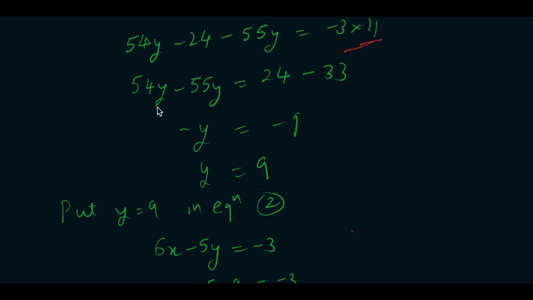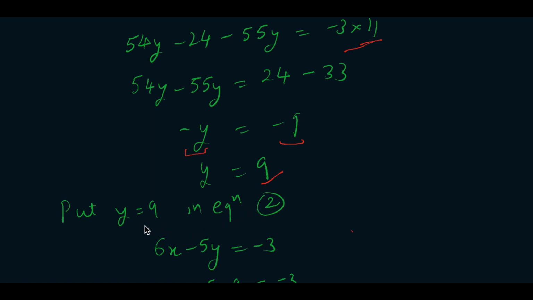So our equation comes here as 54y minus 55y equals 24 minus 33. So 24 minus 33 gives us minus 9. So our minus y is minus 9. So the value of y is 9. So we have the denominator here as 9.